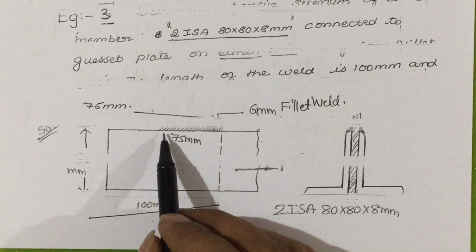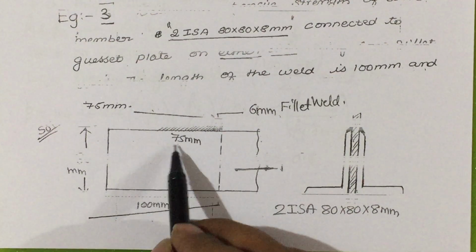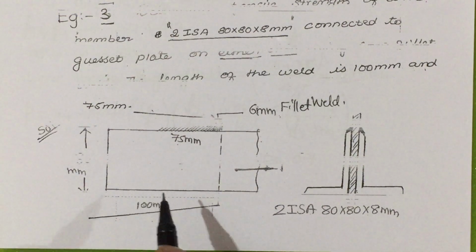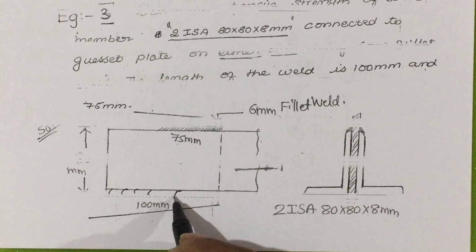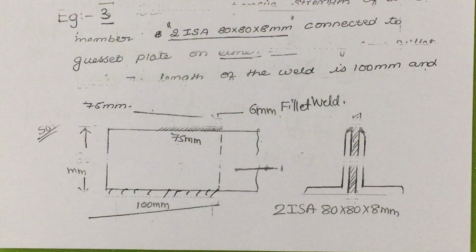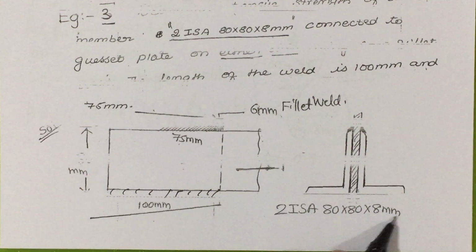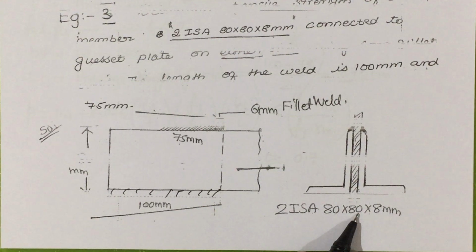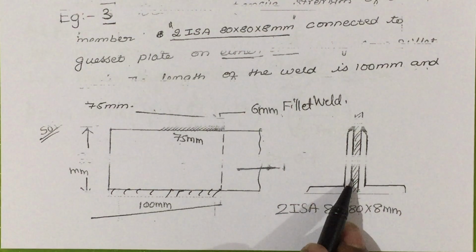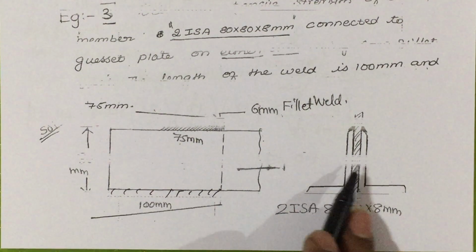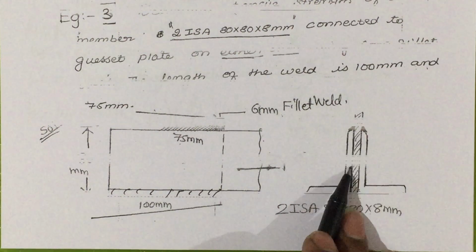It is given that on the upper side it is welded up to 75 mm length, on the lower side it is welded up to 100 mm length. It is L1, L2. Then 2 ISA 80 by 80 by 8 mm, it is an equal angle, 80 by 80 means this leg length is 80, this leg length is 80. These two are connected to the gusset plate.